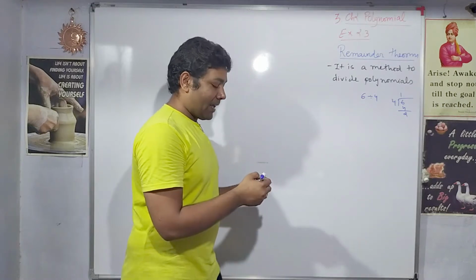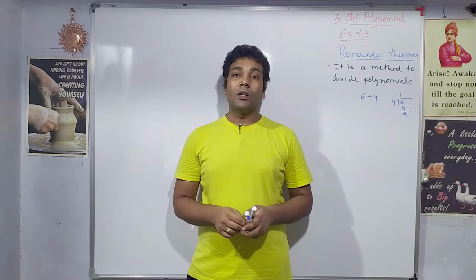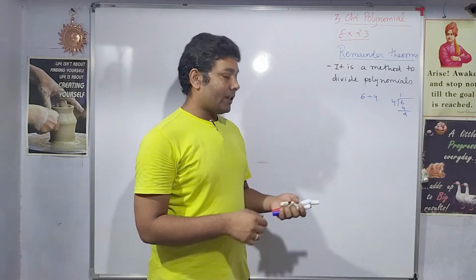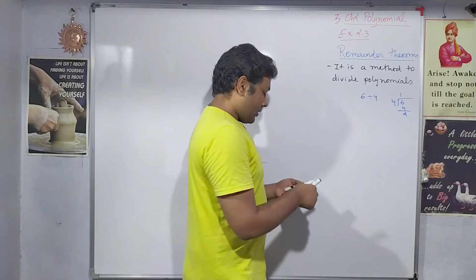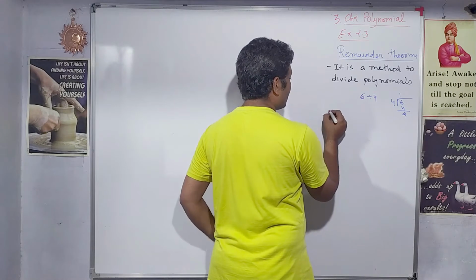Polynomials involve x, right? Linear polynomials, quadratic polynomials, cubic polynomials. How will you carry out their division? So their division is carried out with the help of the remainder theorem. Let us see the statement of this remainder theorem. What is the statement of this remainder theorem?